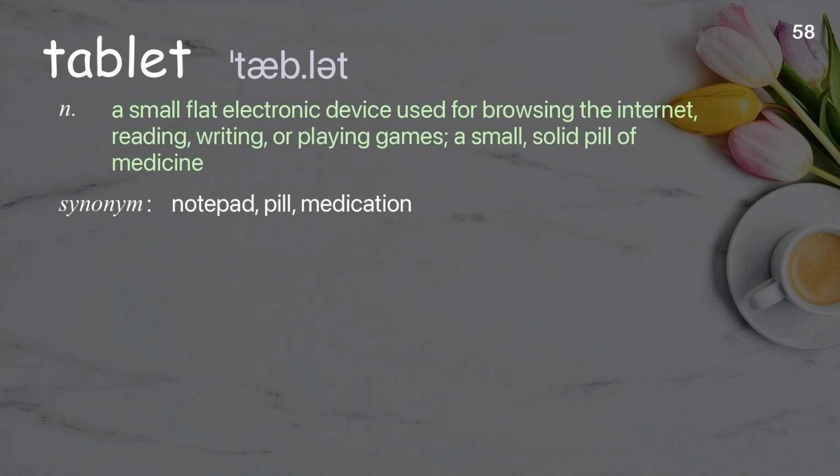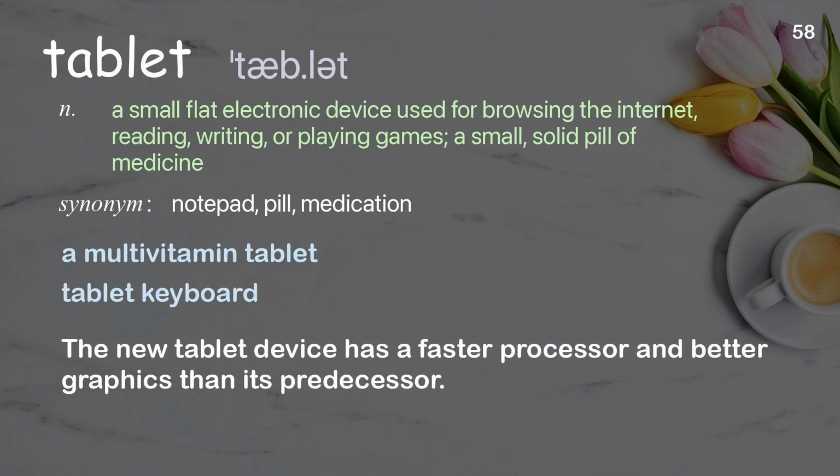Tablet. A small flat electronic device used for browsing the internet, reading, writing, or playing games, a small, solid pill of medicine. Examples: A multivitamin tablet. Tablet keyboard. The new tablet device has a faster processor and better graphics than its predecessor.